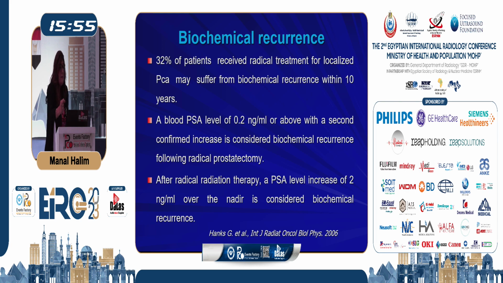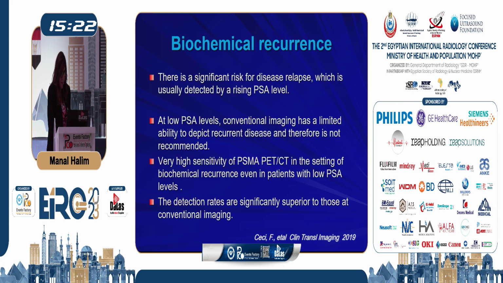32% of the patients who received radical treatment of localized prostate cancer may suffer from biochemical recurrence within 10 years. Now the question is, what's the definition of biochemical recurrence? Biochemical recurrence is a blood PSA level of 0.2 nanogram per milliliter or above with a second confirmed increase. This is considered biochemical recurrence following radical prostatectomy. After radiation therapy, a PSA level increase of 2 nanogram per milliliter over the nadir is considered a biochemical recurrence.